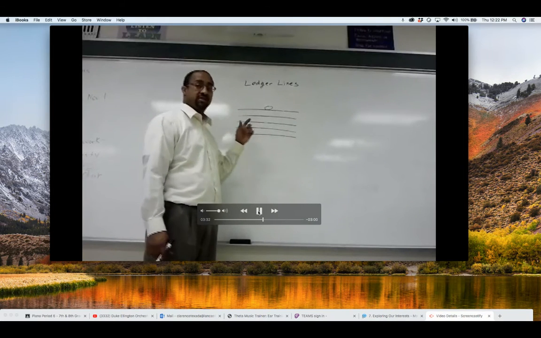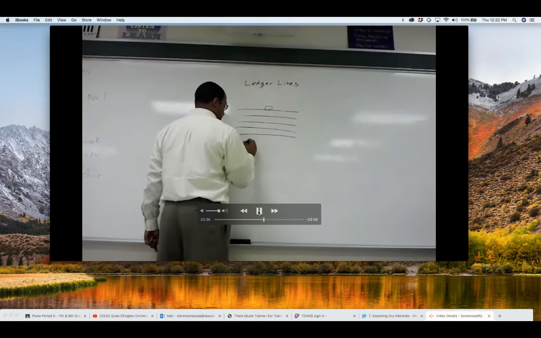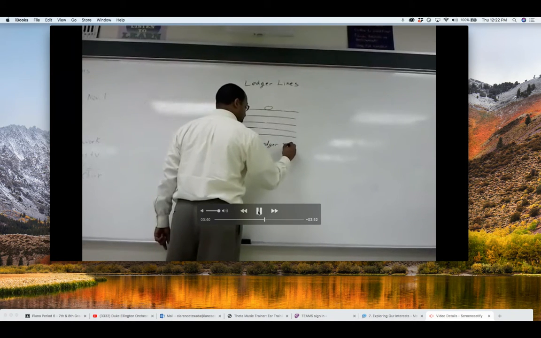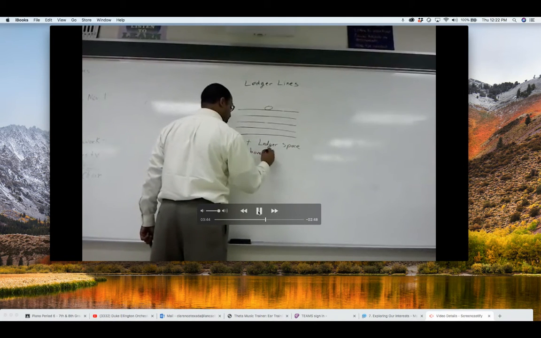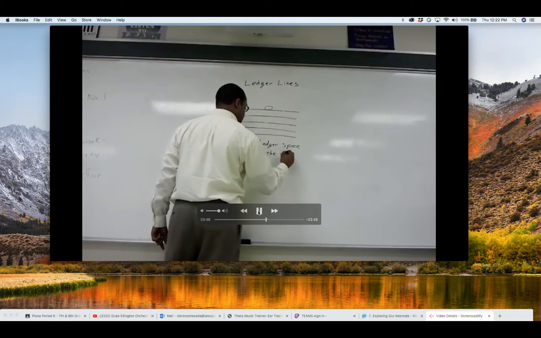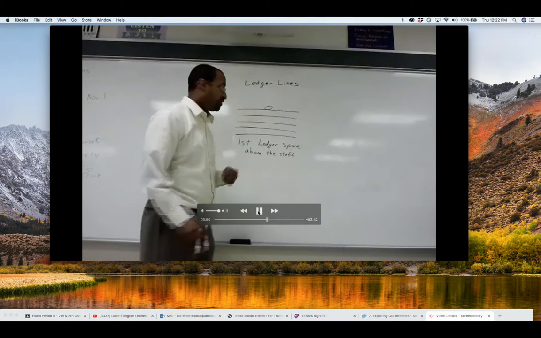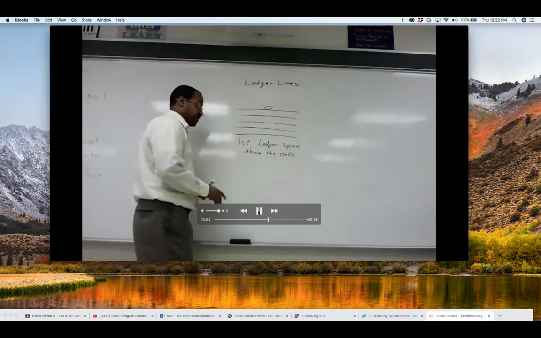Now, you might see some notes here. This is a little bit different. The answer for this placement, first ledger space above the staff, because there's no line going through that note. So that's first ledger space above the staff.